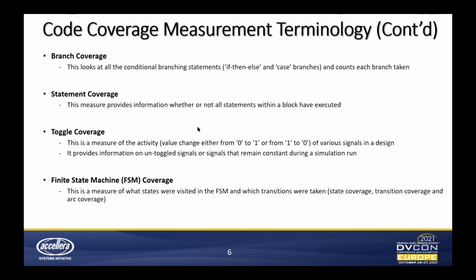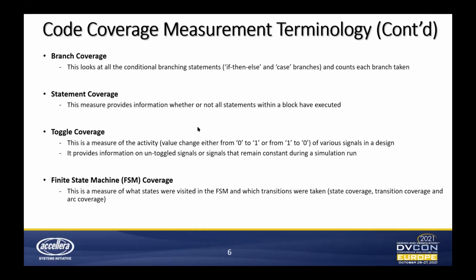On this slide, we continue with more terms used in code coverage measurement. Branch coverage. This looks at all the conditional branching statements, if-then-else and case branches, and counts each branch taken. The next metric is statement coverage. This is a measure that provides information on whether or not all statements within a block have executed.